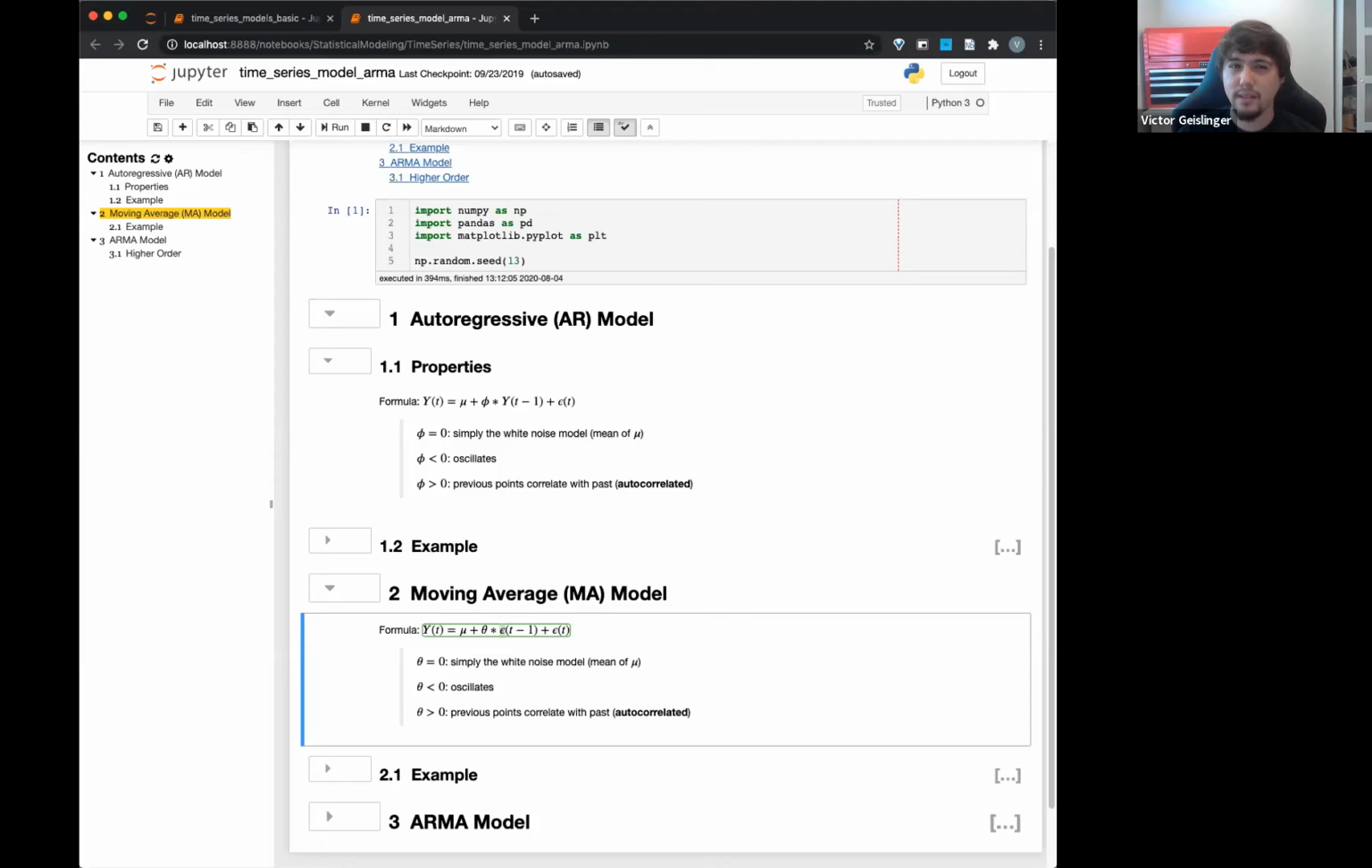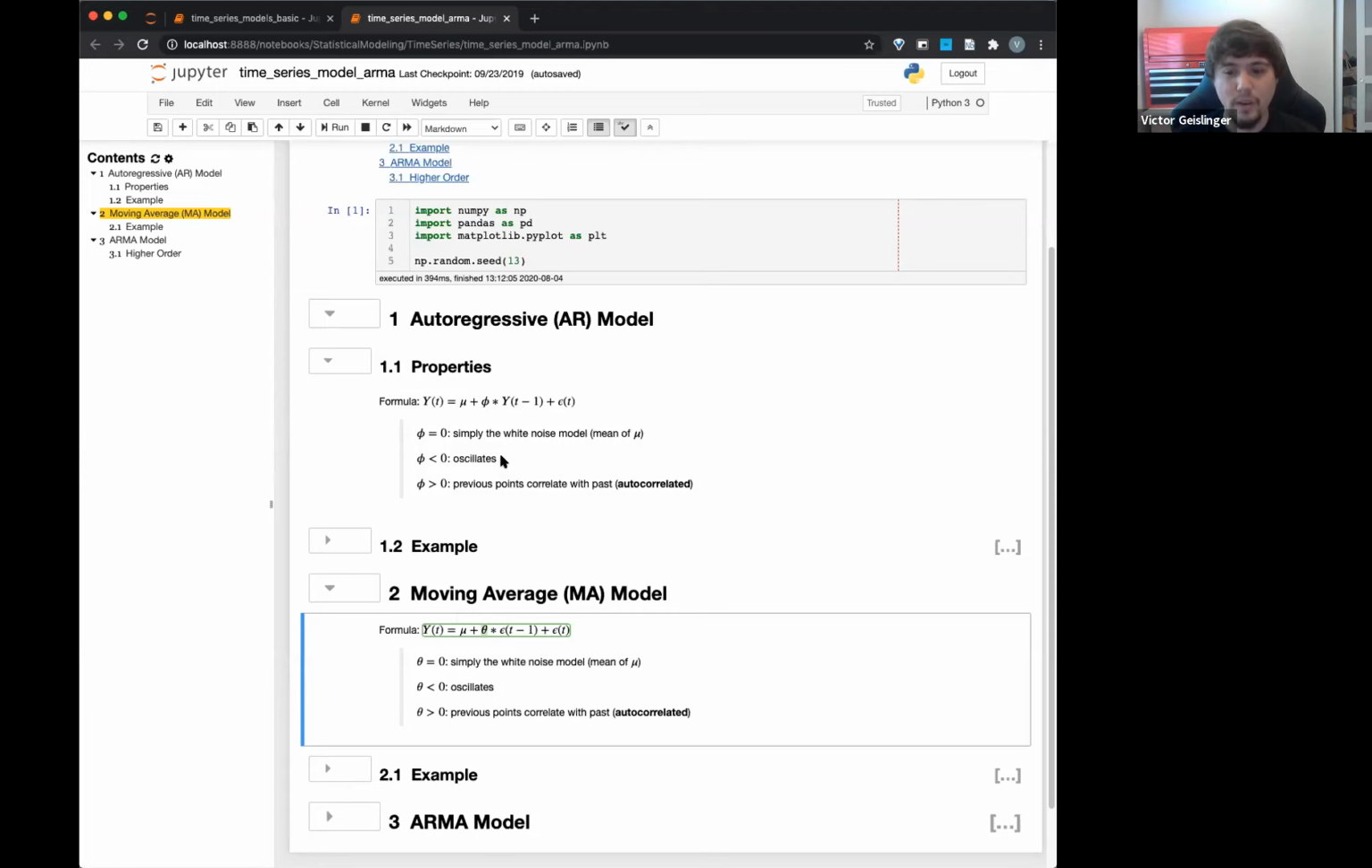Does that make sense? So this new point in the model is not just dependent on whatever the new random point is, but also the previous random point, with some weight of theta. So it's very similar to the autoregressive model, except instead of looking at the previous point in the model, we're looking at the previous random point. That makes sense? Okay, cool.